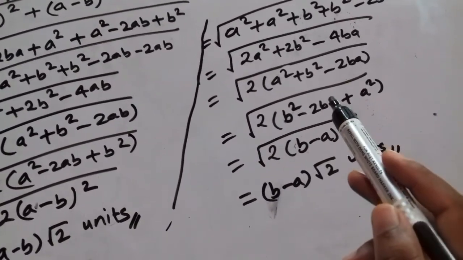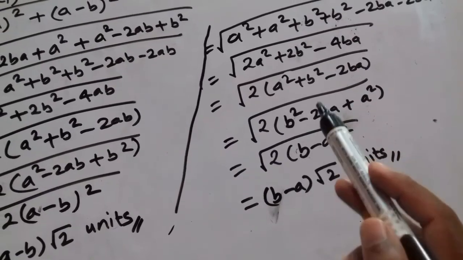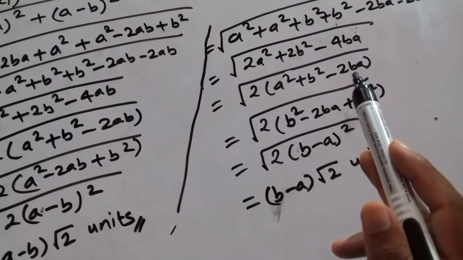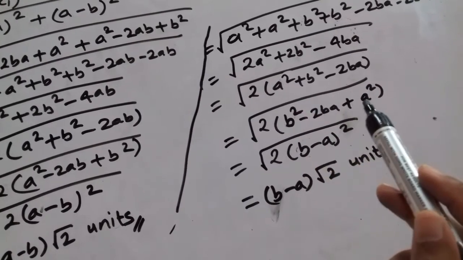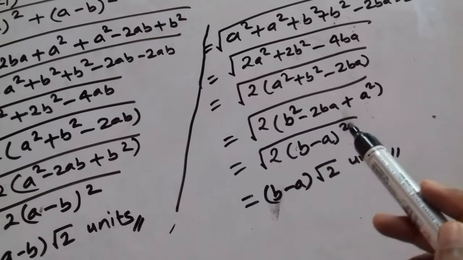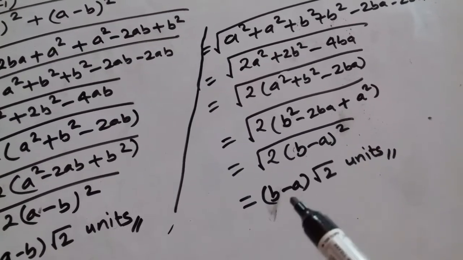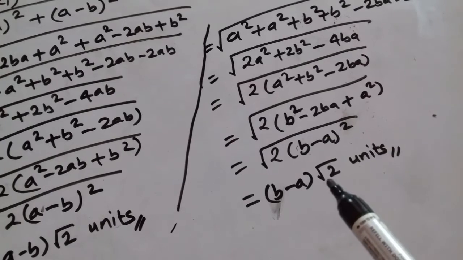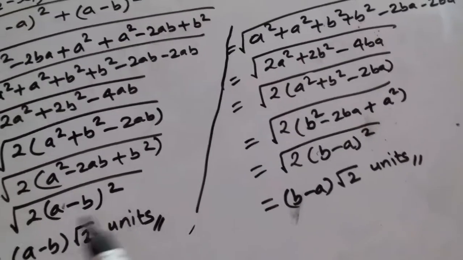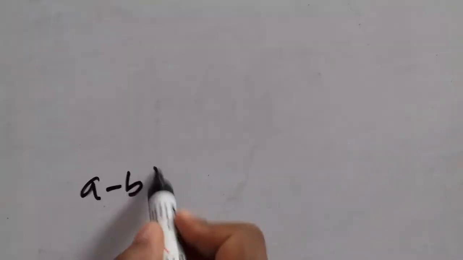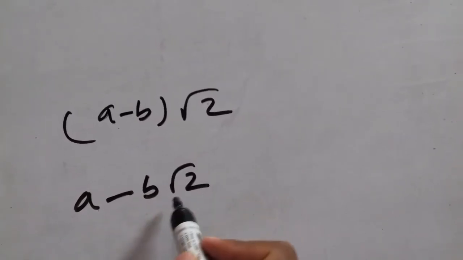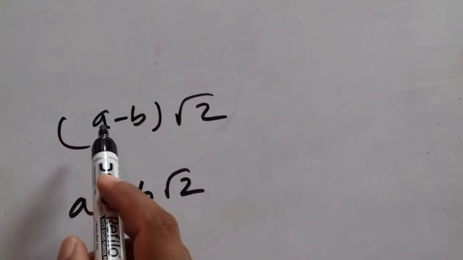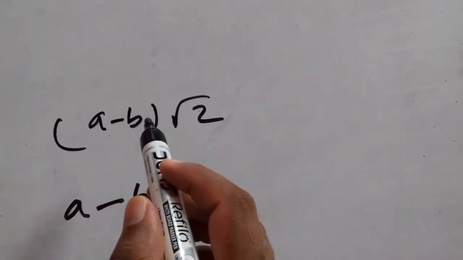And another way: here we have taken b square first, because in this ba, b is first and a square is second, so b minus a whole square. This b minus a is taken out of the square root, and 2 remains inside, so this is another answer for the same question. b minus a root 2 and a minus b root 2 are different, so you must keep brackets in this answer.